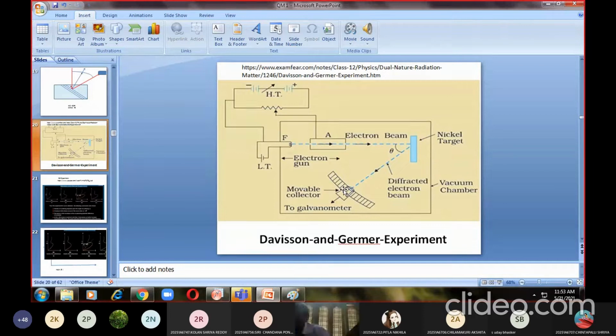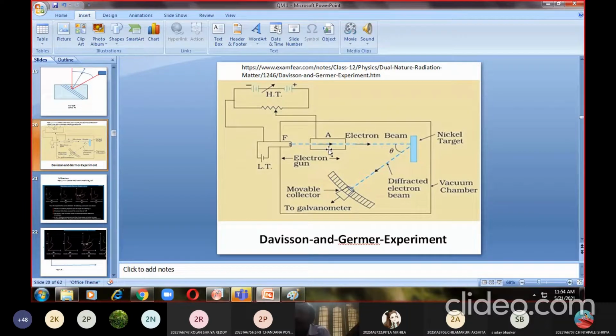Galvanometer, that implies intensity. Intensity is also another variable. So what will I do? I will try to perform the experiment by taking the detector at very, very small angles, and then keep on increasing my angle.